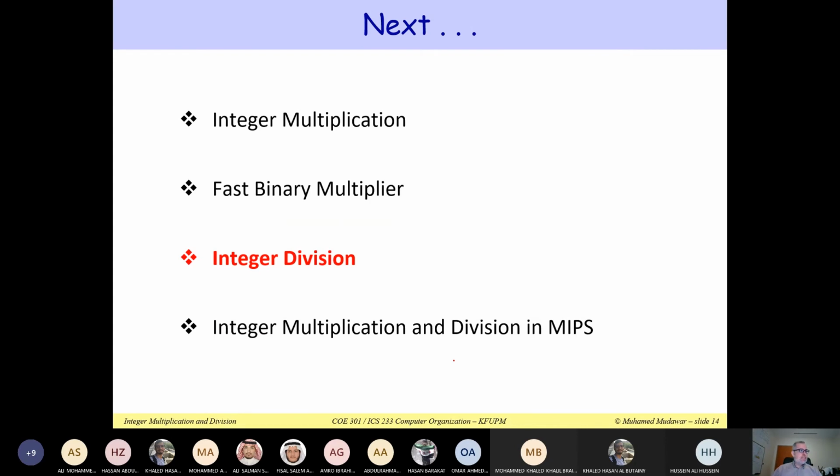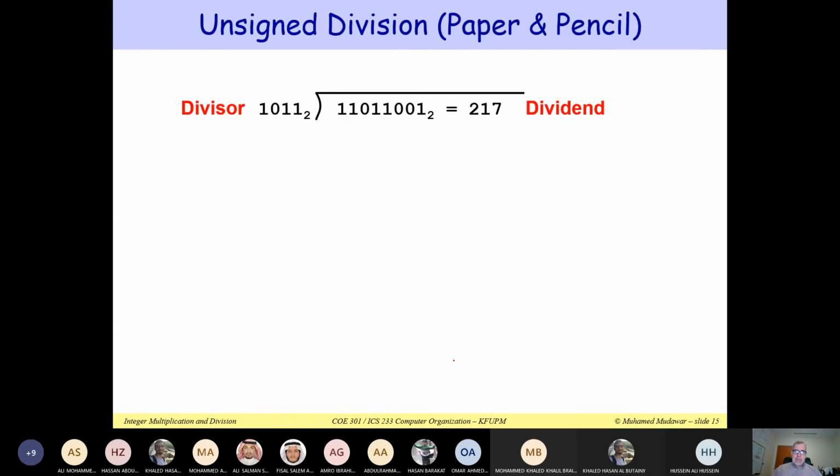Next, I need to talk about division, integer division. So we have seen multiplication, and in the case of multiplication, people can build really very fast multipliers today in the hardware, although the area is large, but they can be very fast. Now, in the case of division, let me talk about unsigned division, because we have signed and we have unsigned, depending, of course, on my integers. So let me start first with unsigned division.